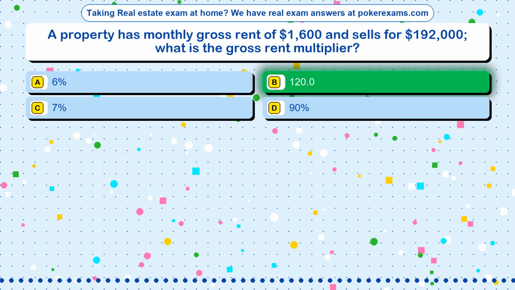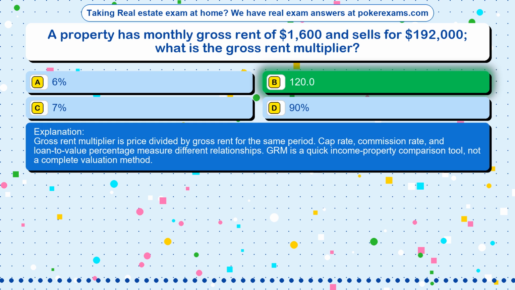The correct answer is option B, 120.0. Gross rent multiplier is price divided by gross rent for the same period. Cap rate, commission rate, and loan-to-value percentage measure different relationships. GRM is a quick income property comparison tool, not a complete valuation method.